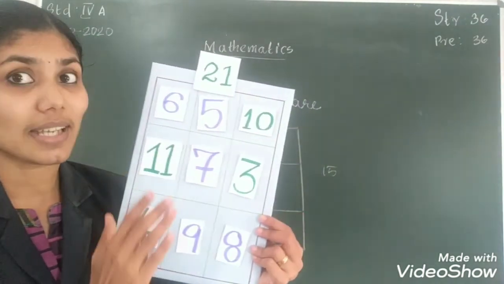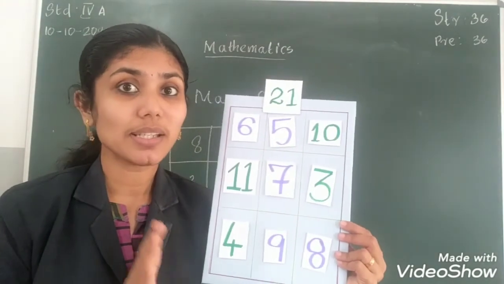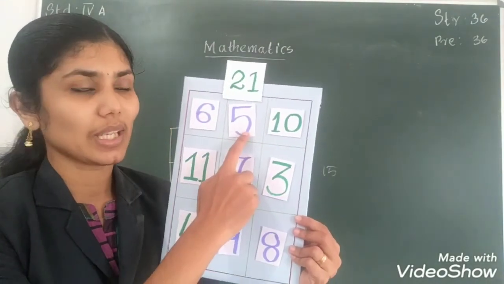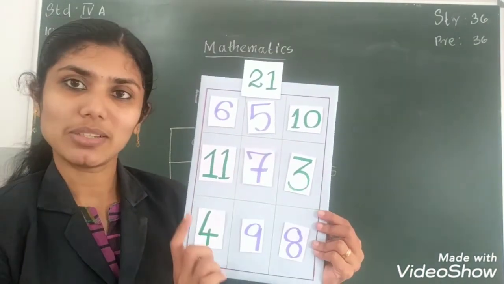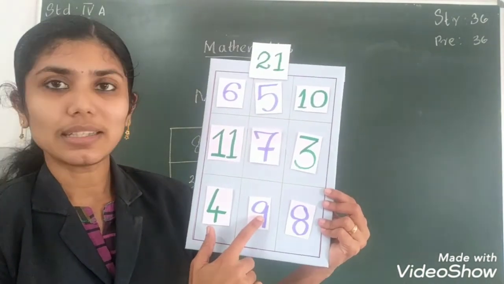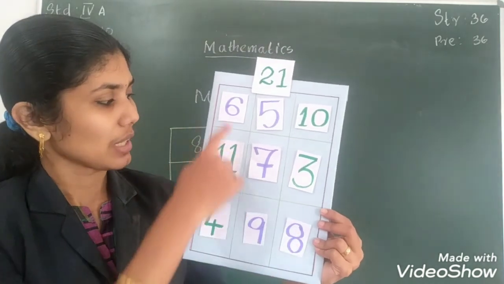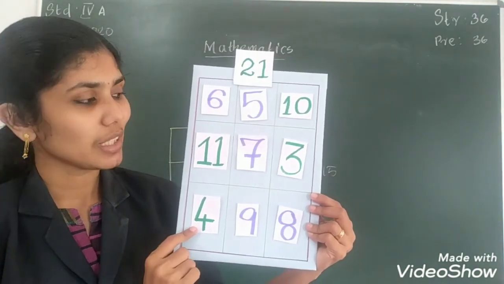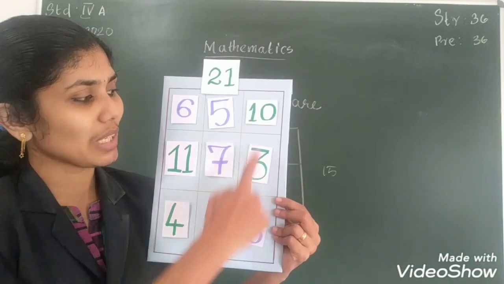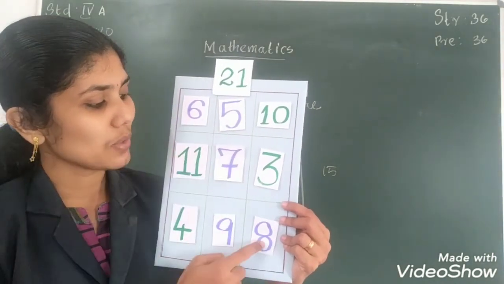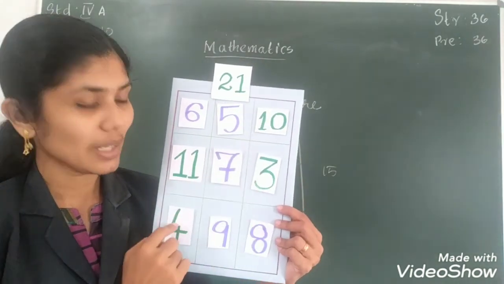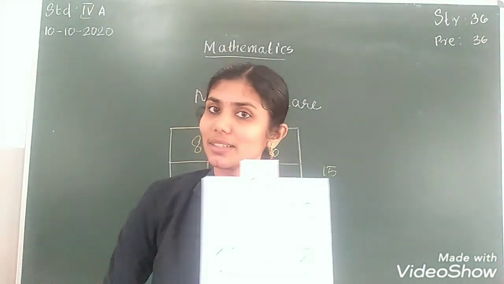Okay. So let's check whether the sum is 21. 6 plus 5, 11. 11 plus 10, 21. 11 plus 7, 18. 18 plus 3, 21. 4 plus 9 is 13. 13 plus 8 is 21. Similarly, here we have verified it is 21. Here also it is 21. Here it is 18 plus 3, 21. And the 2 diagonals also gives us 21. See? So this is the magic square.